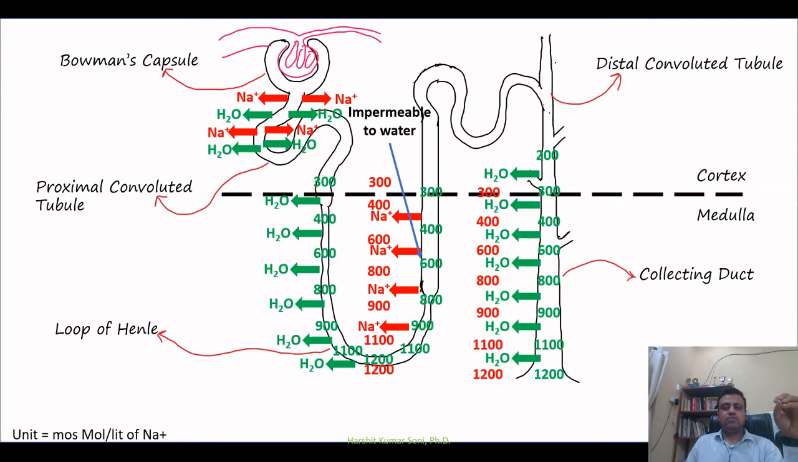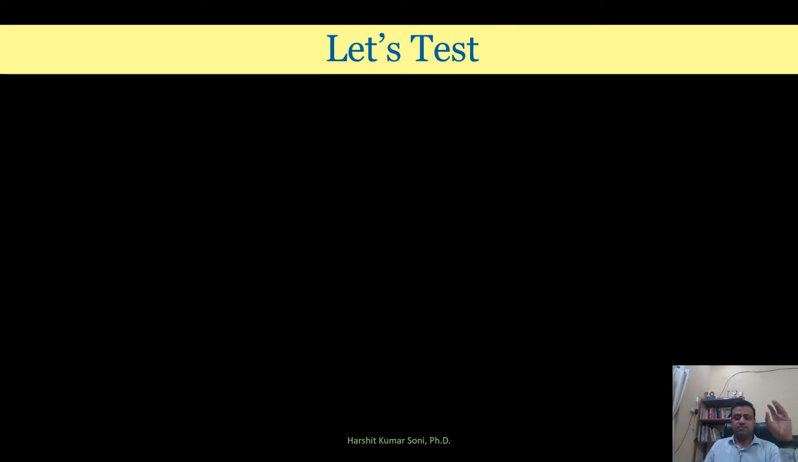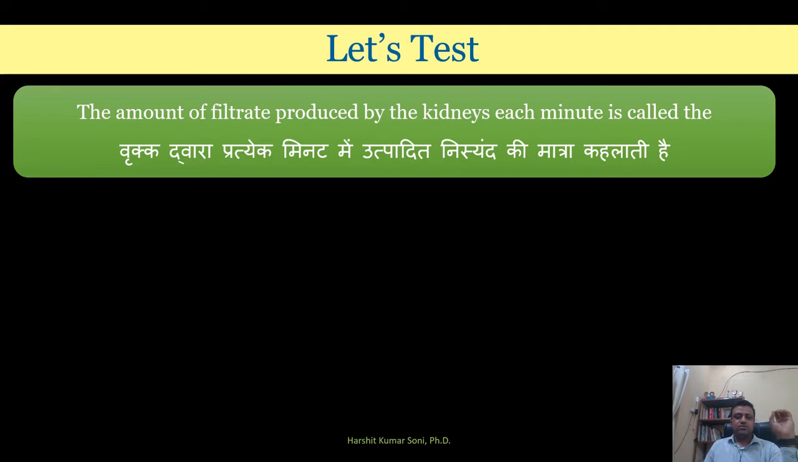तो this is how urine is formed. तो ये था मैकेनिज्म ऑफ यूरिन फॉर्मेशन. सो नाउ लेट्स चेक हाउ मच यू लर्न. वी विल टेस्ट यू अगेन. लेट्स सी हाउ मच यू लर्न.